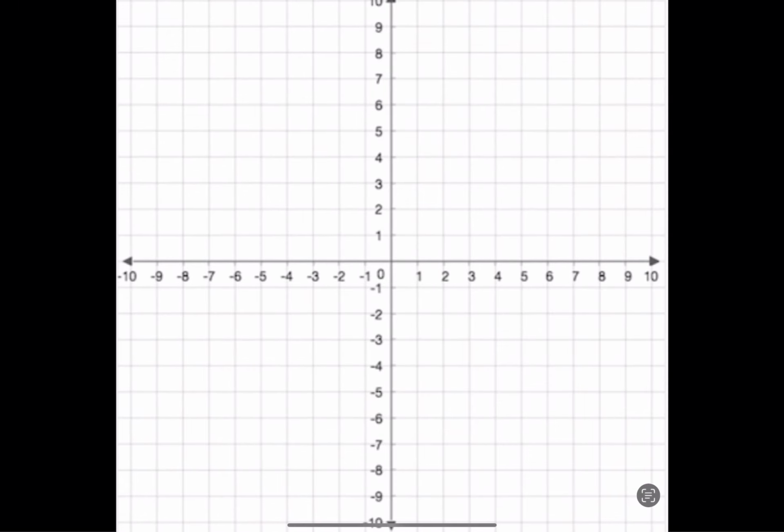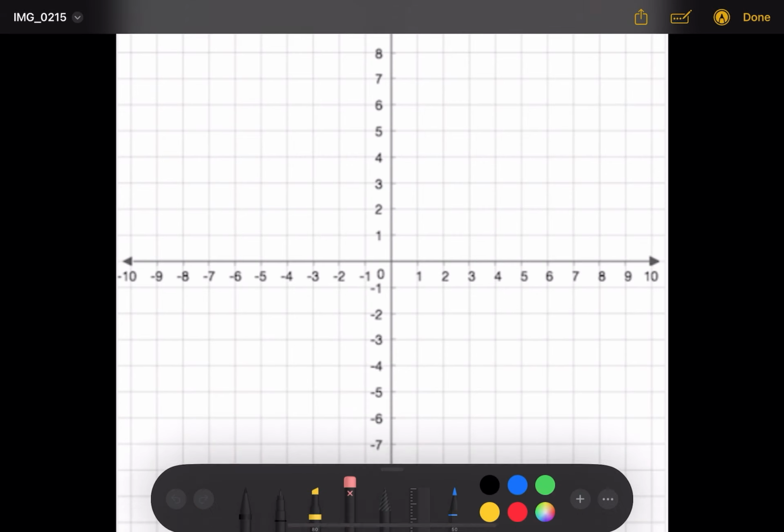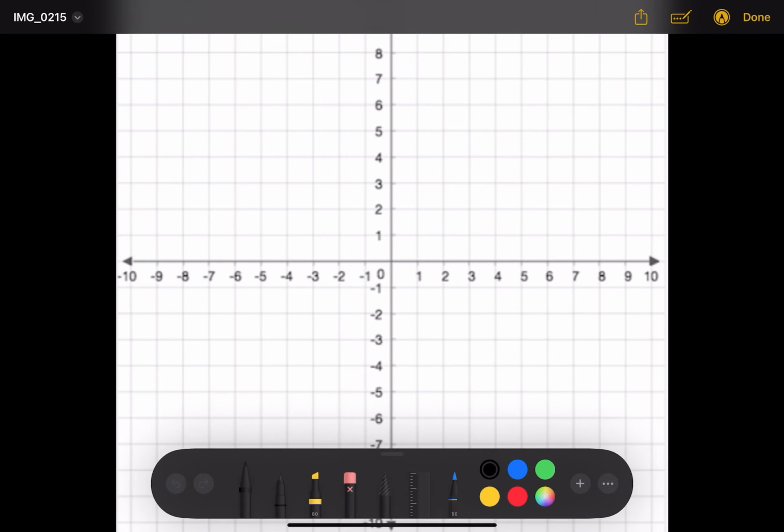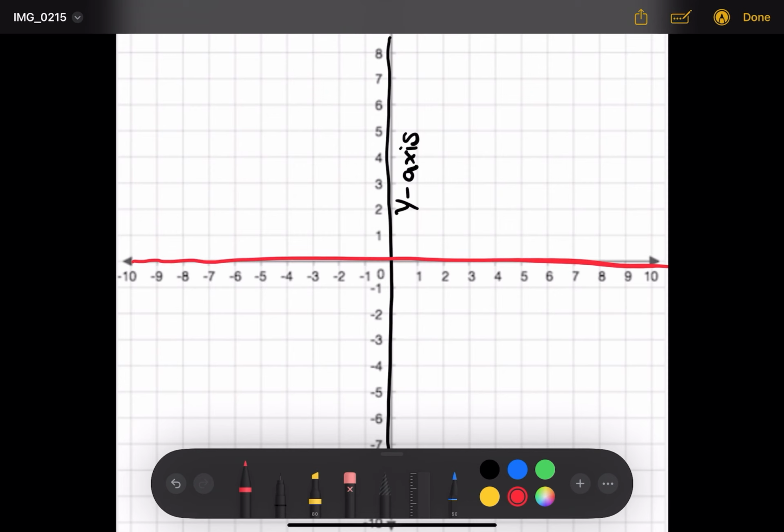This picture here, this is the coordinate plane. It's made up of two number lines. Okay, so we have this line that I'm highlighting here in black. This is called the y-axis. And then this red line that I'm gonna make here, this is the x-axis. Okay, so the x-axis goes left to right, and then the y-axis goes up and down.